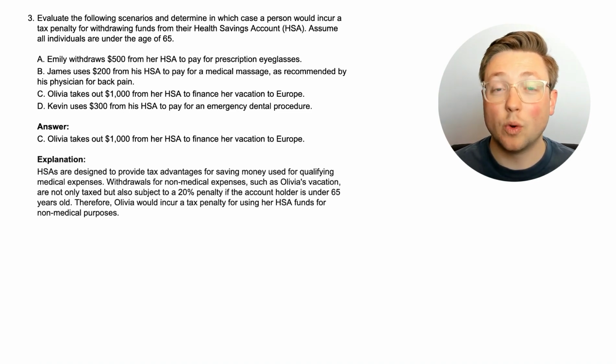So she's getting a 20% tax penalty or $200 tax penalty for withdrawing this for non-medical expenses. So basically she's only getting $800 of it. All right, we learned a little bit more about HSAs there. Let's go ahead and go to the next question.